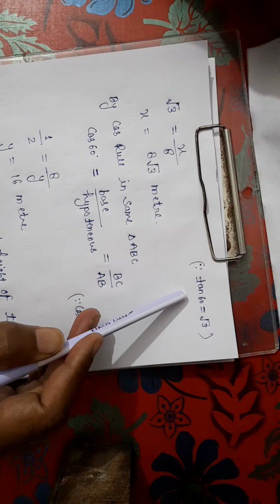Because tan 60 equals root 3, in place of tan 60 we put root 3 equal to x upon 8. So the value of x equals 8 root 3 meter.